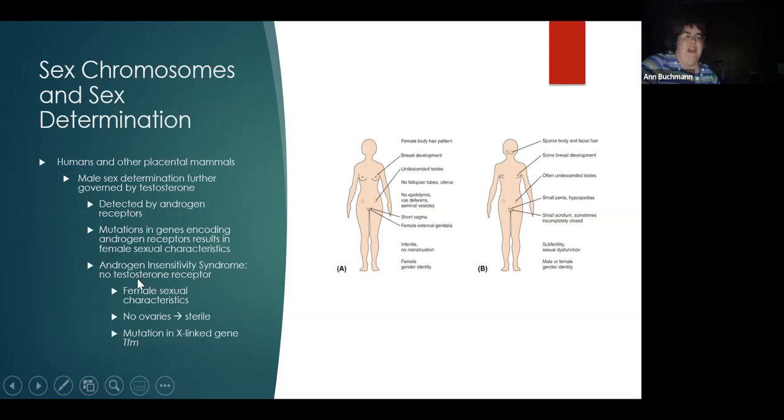What this is: they are XY, they have the SRY gene, but they have no ability to detect testosterone. Their androgen receptors are not developed, they're mutated. So the genes that produce them are mutated. So they will end up with female secondary sex characteristics, and because they don't have any ovaries, they will usually consider themselves to be females, but they are sterile. And again, a lot of women won't know that they have this syndrome until they try to have children and they realize that they are sterile.